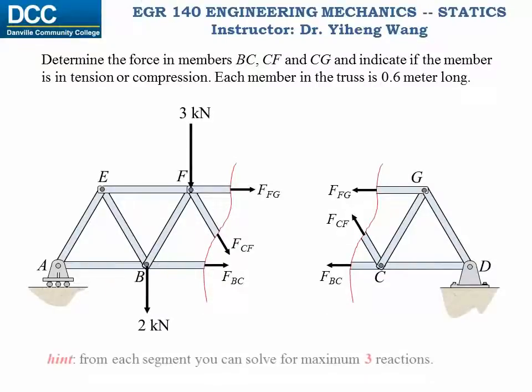Don't forget, we can only solve for 3 unknowns using one rigid body free body diagram. Therefore, either side we choose, we need to determine the support reaction first. Now, the left segment has only one support reaction associated with the roller, while the right segment has 2 support reactions associated with the pin. So for convenience, we should pick the left segment for further analysis.